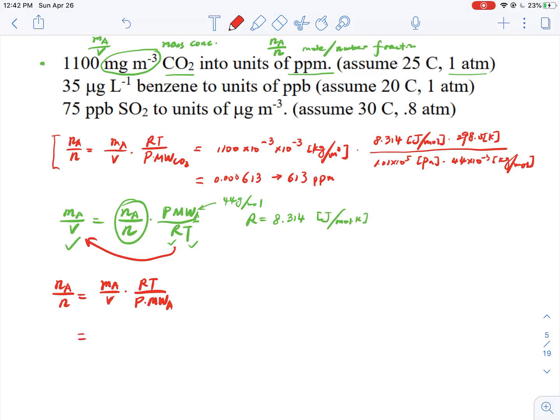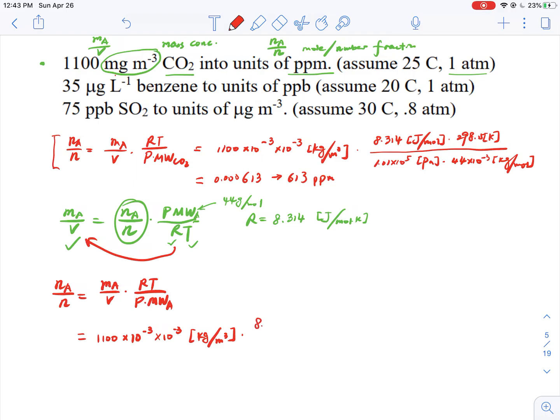So the mass concentration of the carbon dioxide is 1100, but that's milligram per meter cube. We know that to calculate all of these equations, we need to make sure that all of them use the standard unit, right? So in terms of the mass, the standard unit is kilogram. So we have to first convert the milligram into kilogram. So that's going to be 10 to the minus 3. We convert that into gram, and then multiply another 10 to the minus 3 to convert it into kilogram. So that's going to be kilogram per meter cube, right?